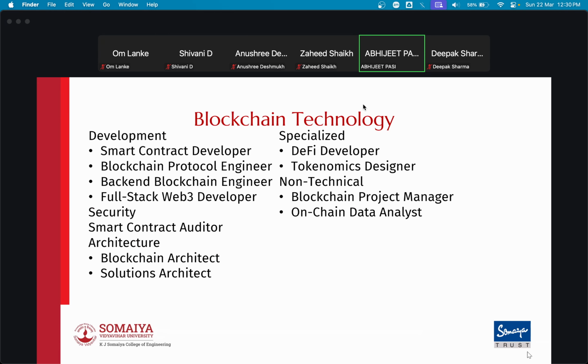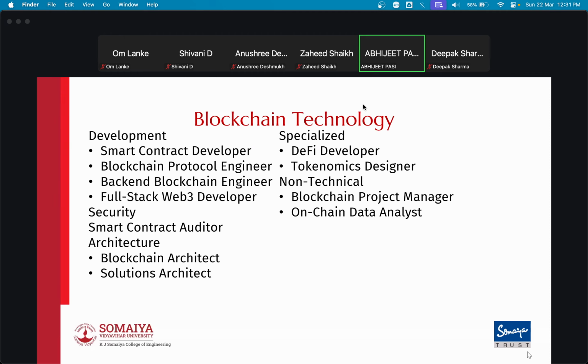When it comes to the different roles that you can come across, you'll be working as a smart contract developer, blockchain protocol engineer, backend developer, or full stack developer. You can also go as a smart contract auditor. When it comes to architecture, you can take up a role as a blockchain architect or a solution architect.